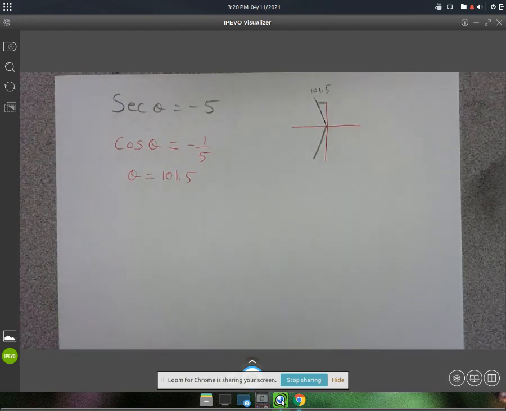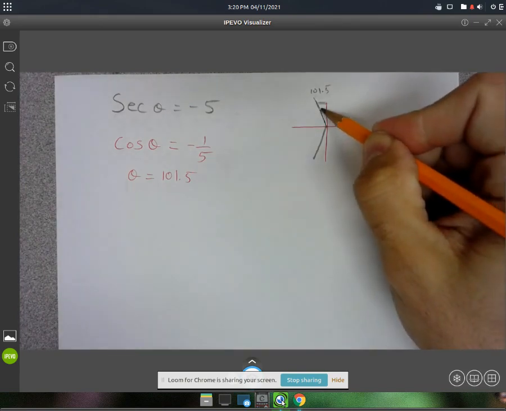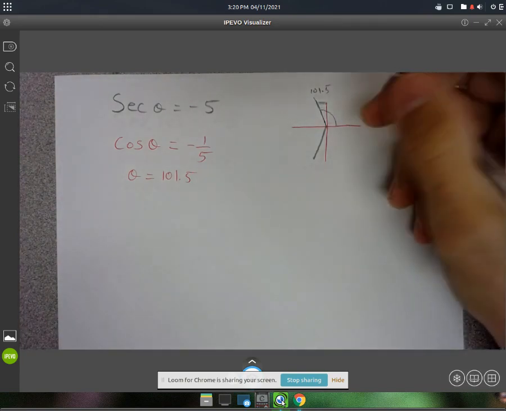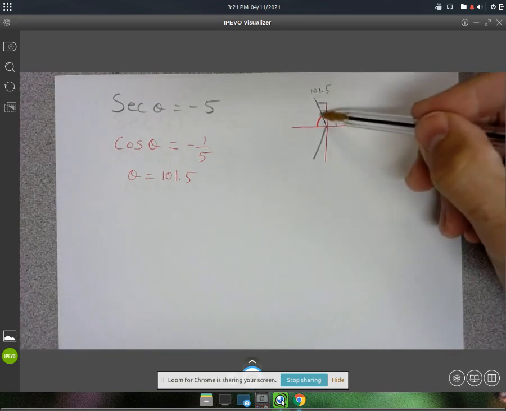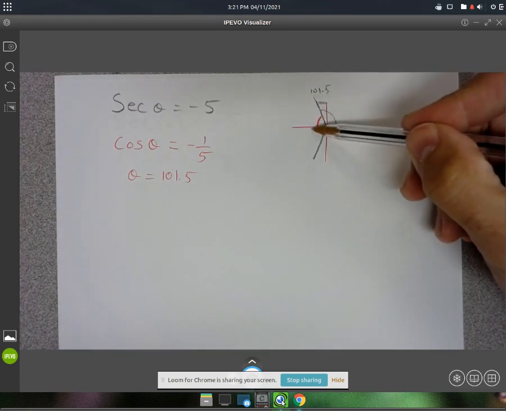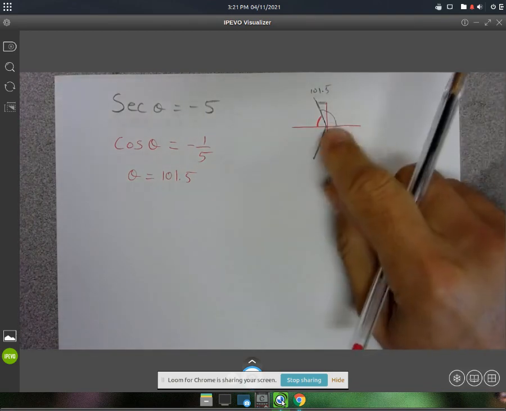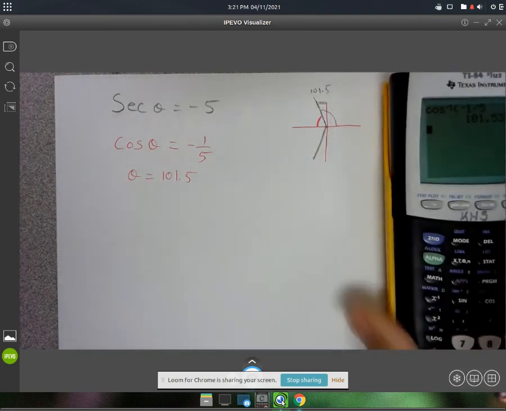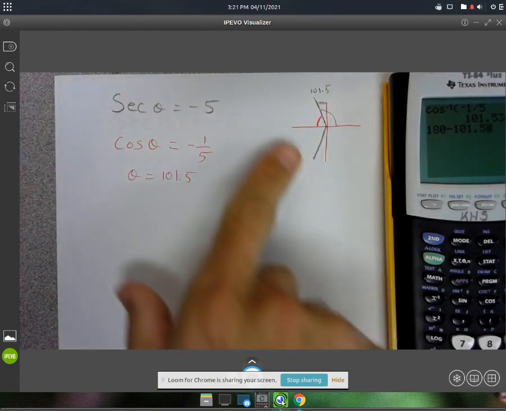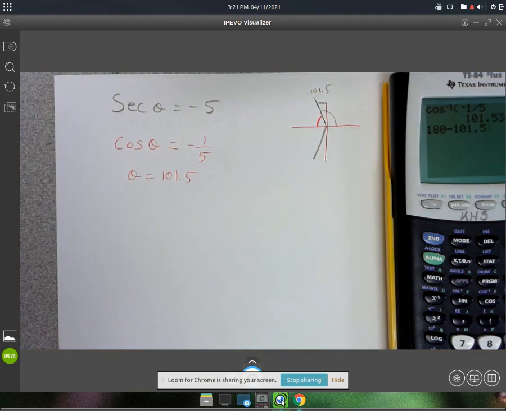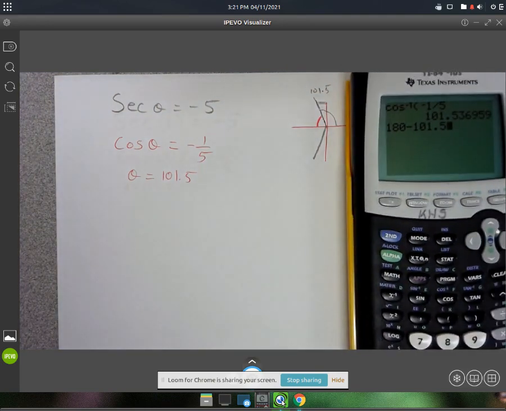The way I would go about figuring out that angle is, I know this is 101.5. I would probably just ask myself, hey, what's this leftover piece? Because if I can figure out that leftover piece, it's going to be the same leftover piece here as it is down here. So to find that, it's going to be 180 minus 101.5. They all add up to 180 right here. So I'm just going to subtract 101.5 from 180.